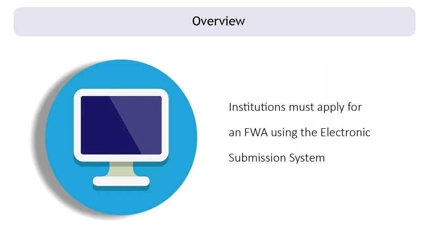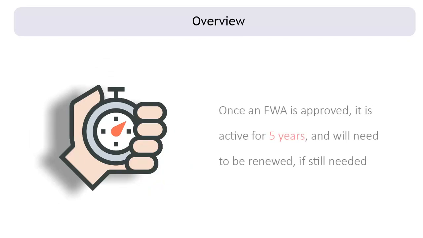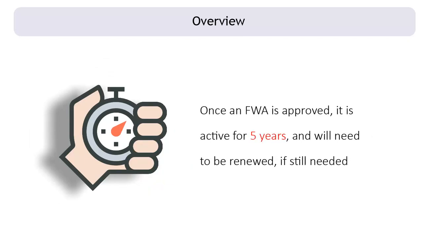Institutions must apply for an FWA using the electronic submission system. Once an FWA is approved, it is active for 5 years and will need to be renewed if still needed.